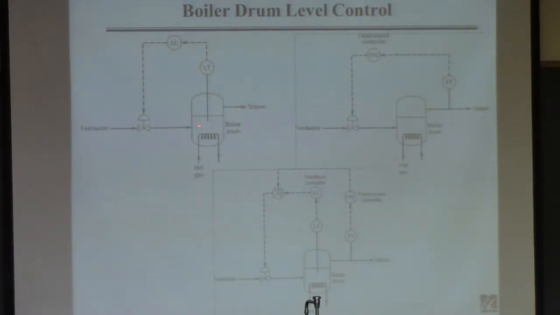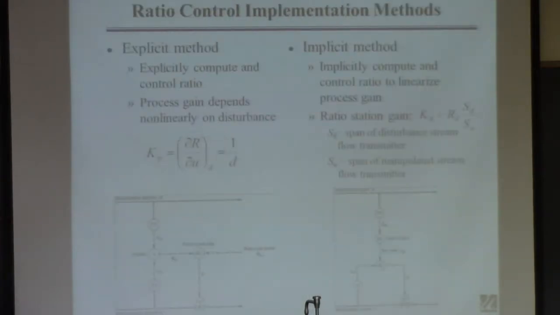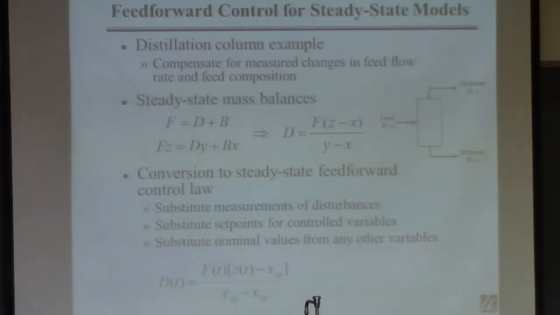So rather than do this and let the level vary quite a bit, you might consider doing this. Just measure the steam demand directly and then adjust the flow to try to balance the demand. In this case, you should get a lot less variation in the level than you would with this approach. All right, and then you can put the two together. Fine. Okay, we talked about ratio control. I don't really want to talk about that again.